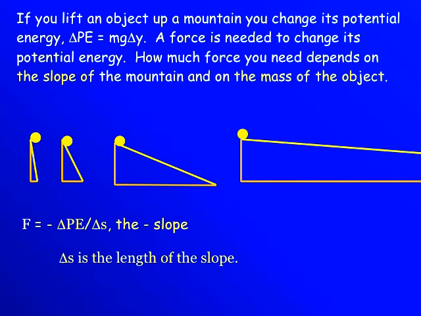In all cases, the change of energy, the loss of gravitational energy, is the same for all four balls if they start from the same height and end at the same height. But the slopes are different. The balls will reach the bottom with the same speed, but at different times. The force of gravity is greatest for the ball on the left, the steep ramp, and the force of gravity is almost zero for the ramp that's almost horizontal. The force depends on the slope, and the slope is the change in potential energy divided by the displacement, or the length of the slope.